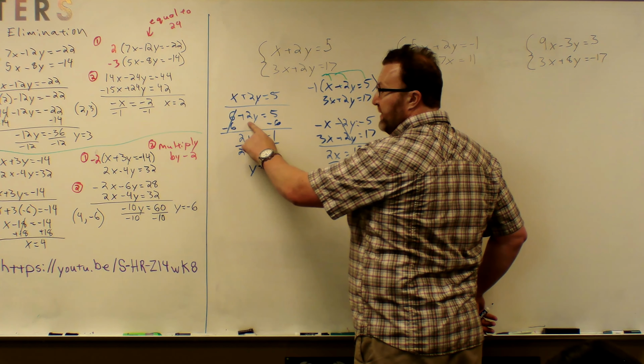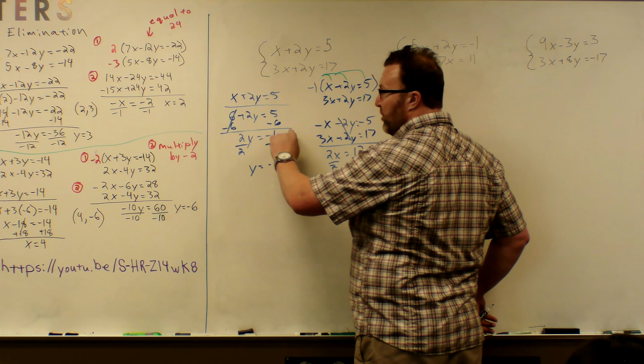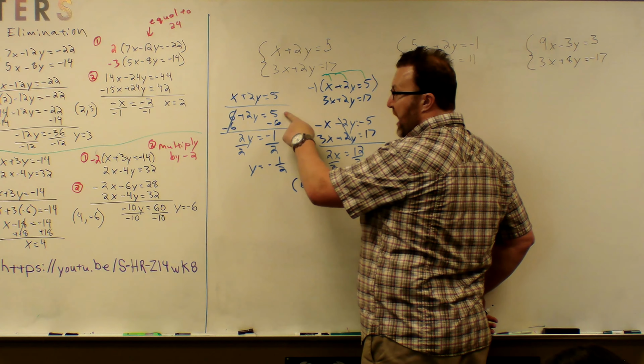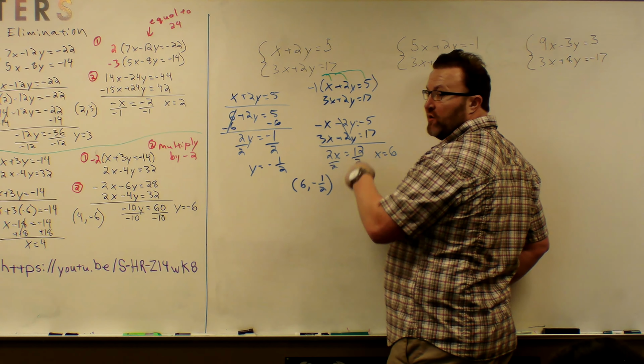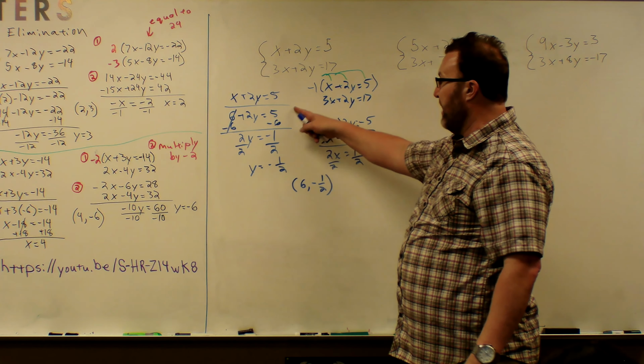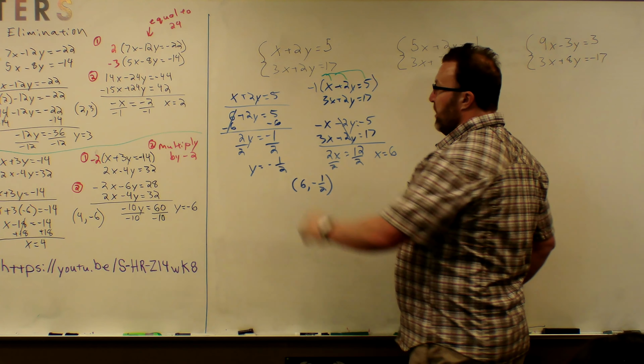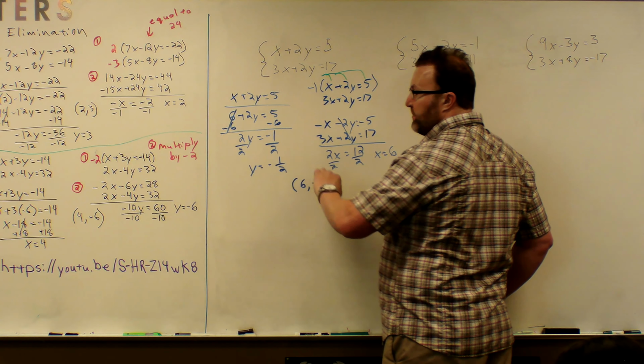We want the 2y by itself, so we're going to subtract 6 from both sides. This negative 6 plus 5. Now we learn from this situation, it's like, okay, I owe someone $6 and I paid them 5, I still owe them $1. Bring down the 2y, divide both sides by 2.